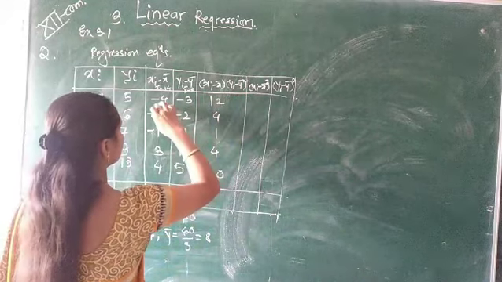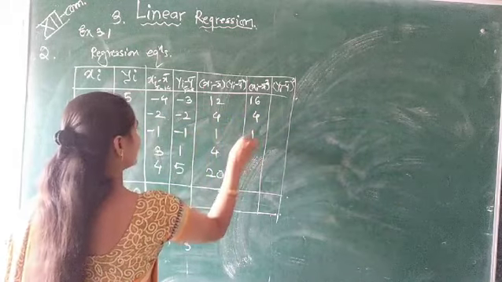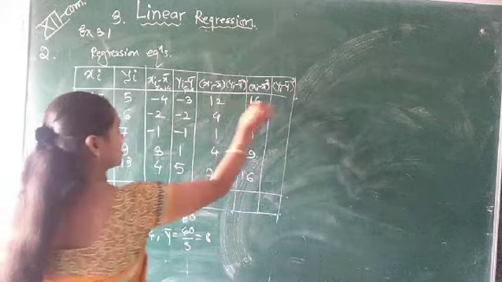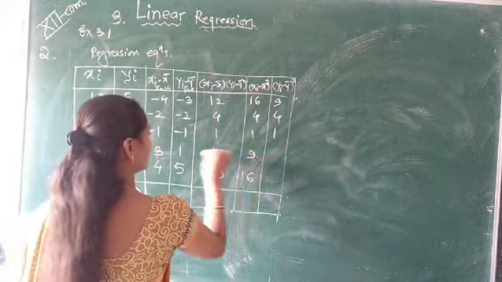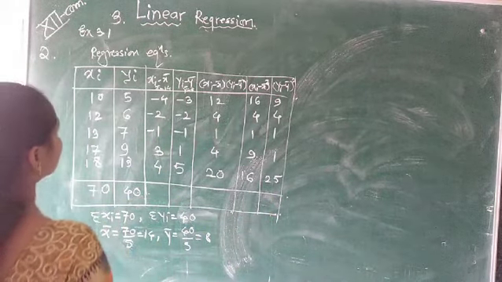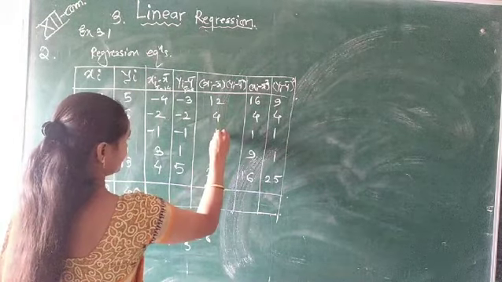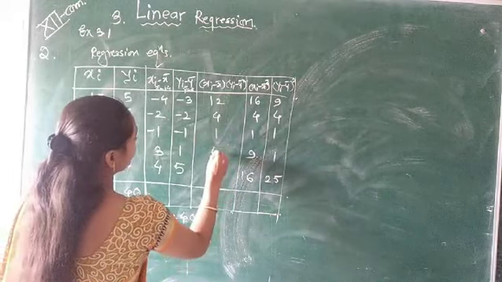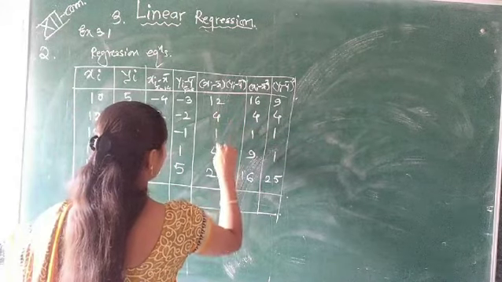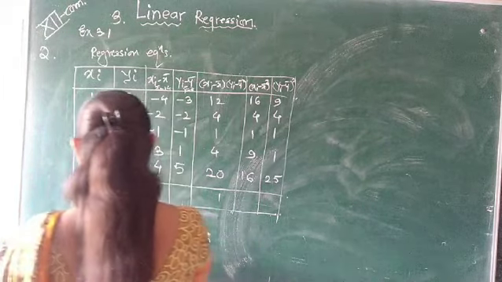Now take the square of this. Minus 4 square is 16, 2 square is 4, minus 1 square is 1, 3 square is 9 and 4 square is 16. Now take the square of y minus 8: 9, 4, 1 square is 1, again 1 square is 1, and 5 square is 25. Now take the summation of this. 16 plus 4 is 20, plus 1 is 21, plus 9 is 30, plus 16 is 46.